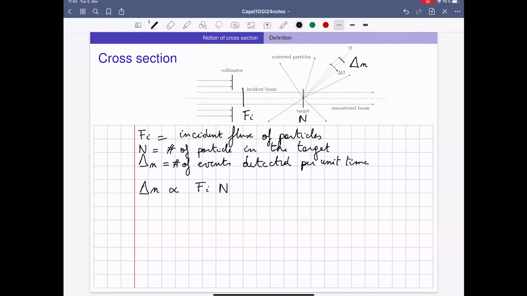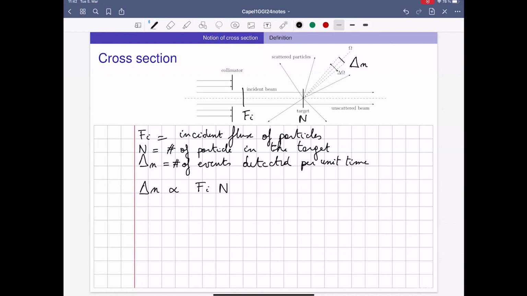Now if you are an experimentalist, you also know that if you have a thick target, you can have double scattering, and so that can be a problem. The beam particle interacts twice with the nuclei in the target, so that can be an issue.